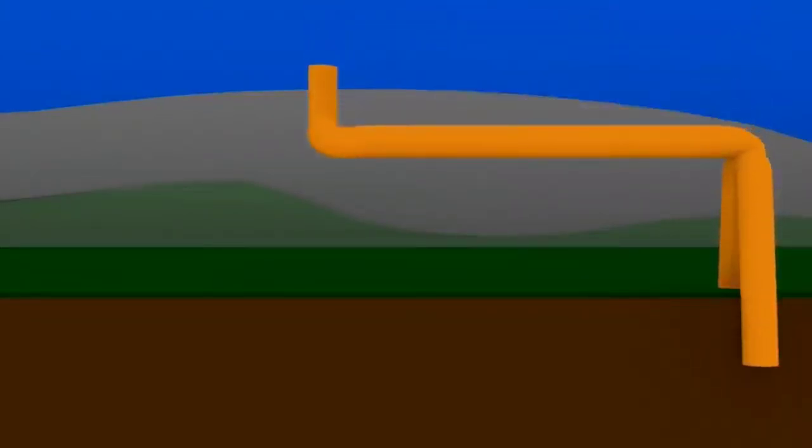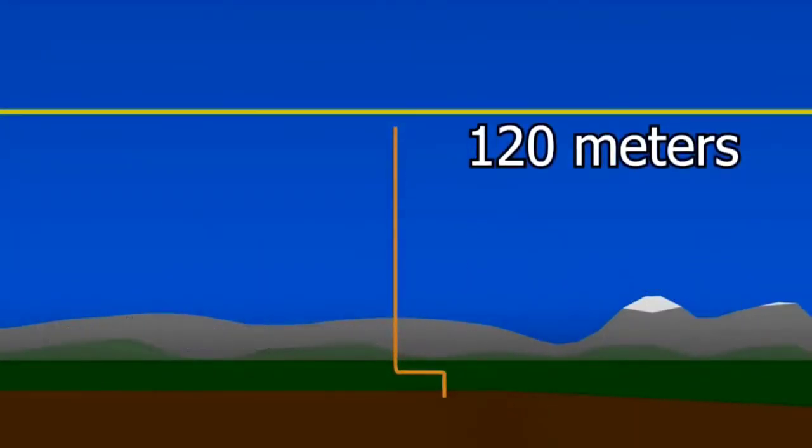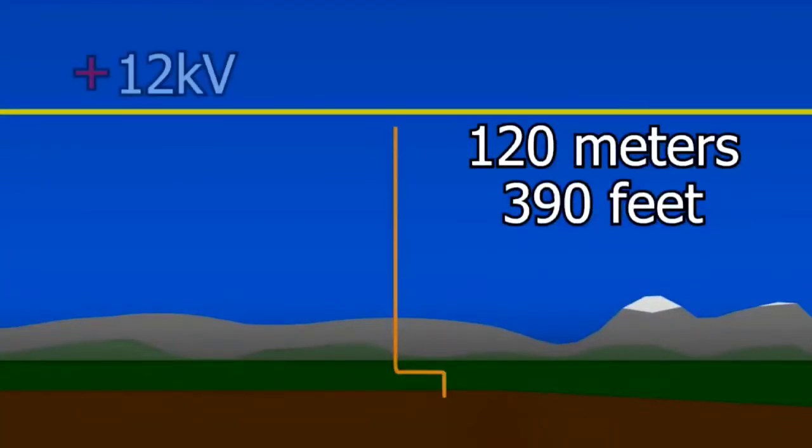To take advantage of this atmospheric electricity, we electrically connect one end of a wire to the ground and lift the other end up into the air. In our case, we got good results at around 120 meters or 390 feet up. At 100 volts per meter or 100 volts per yard, that's 12,000 volts between that height and the ground.